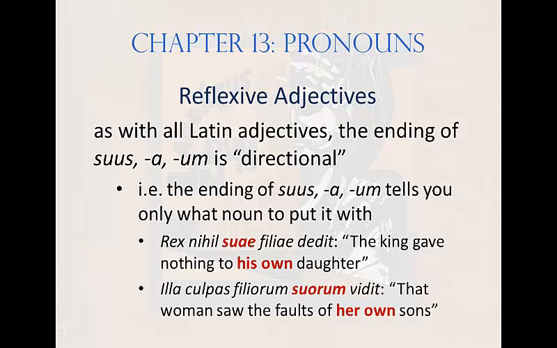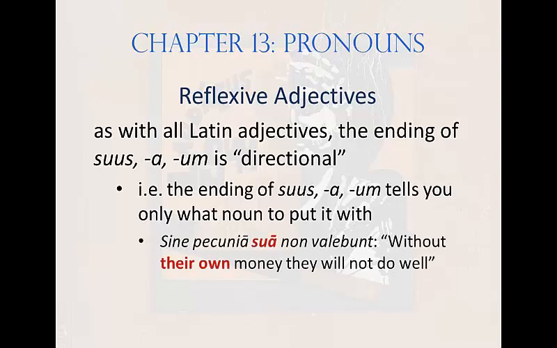Illa culpas filiorum suorum vidit. That woman saw the faults of her own sons. Because the subject is illa, that woman, suis means her own, and because suis agrees with filiorum, it is genitive plural masculine, suorum. Here's one last example.